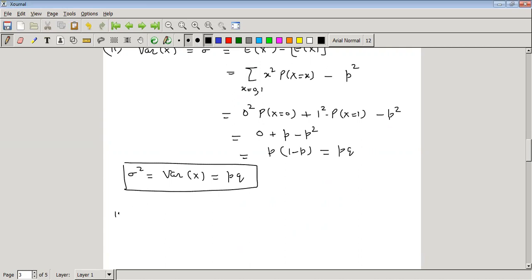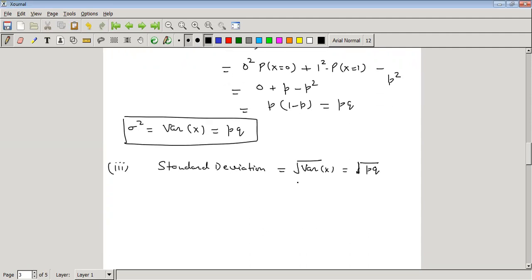Now the standard deviation is equal to the under root of variance of x, that is under root of pq. So this is how we can define mean, variance, and standard deviation for Bernoulli's distribution.